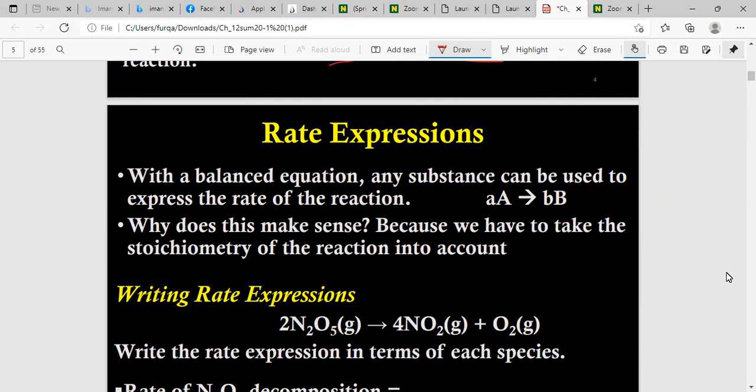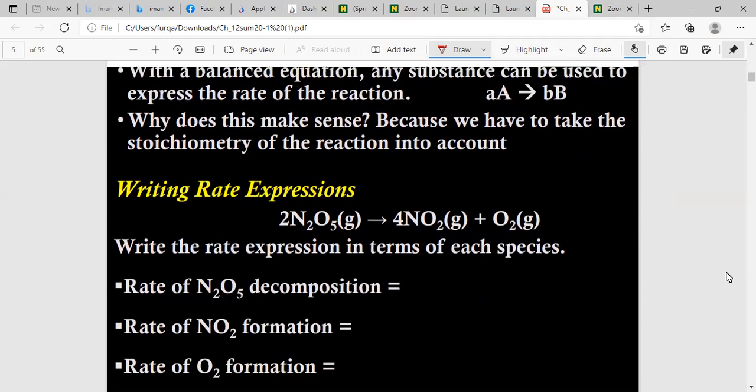We can use the balanced chemical equation for any substance in that particular reaction, either product or reactant, and we can write down the rate expression. What is a rate expression? It describes how the concentration changes from one point in time to another. Because it's the change in concentration over the change in time that you use to calculate the rate.